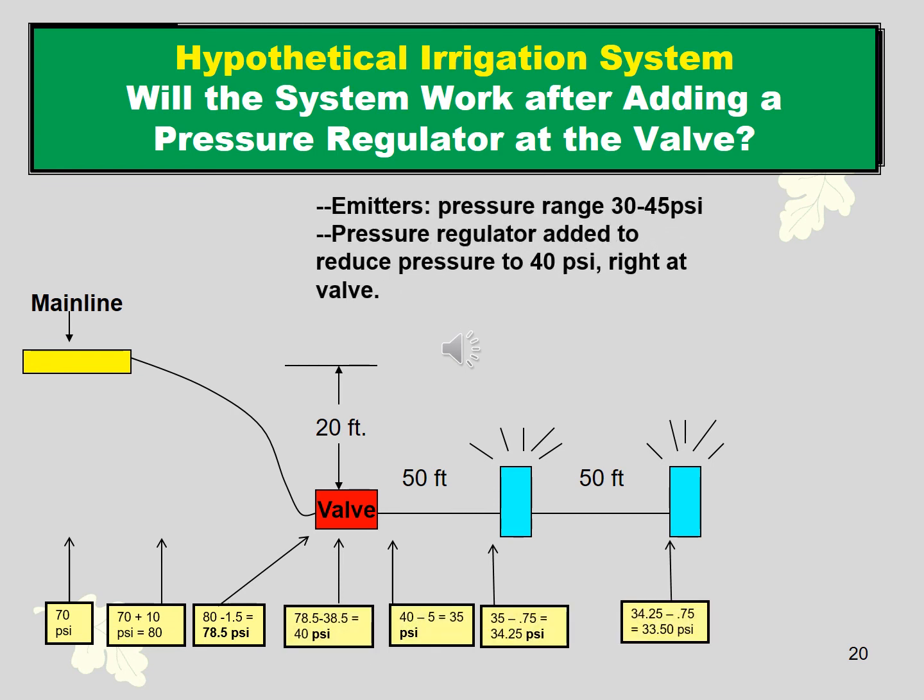And this slide is just showing you, for example, a pressure regulator was added to reduce the pressure from 78.5 to 40 psi before the water went from the valve out to the 2 sprinklers, the first sprinkler and even the second. So when it does hit those sprinklers, those emitters, now it's hitting 34 and 33 psi, which means both of those emitters will function properly. Because remember from a few slides ago, the pressure range for those emitters was 30 to 45. So we used a pressure regulator to solve that whole issue.